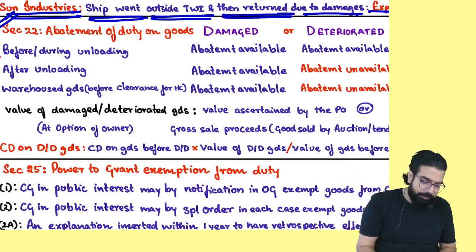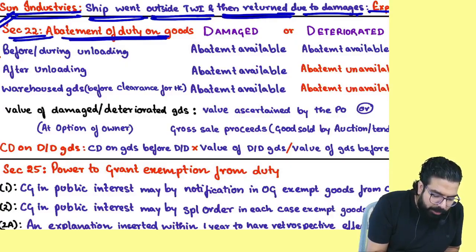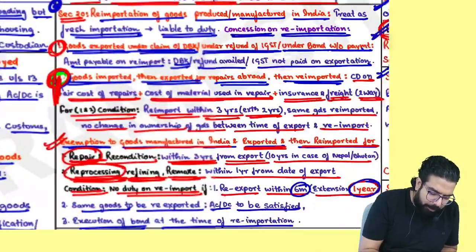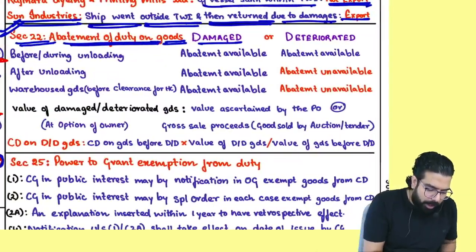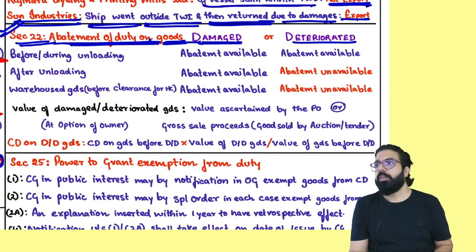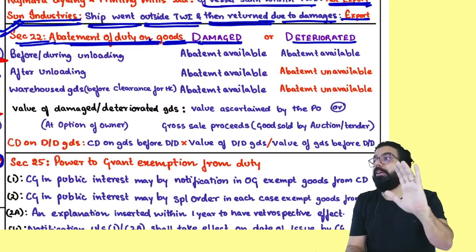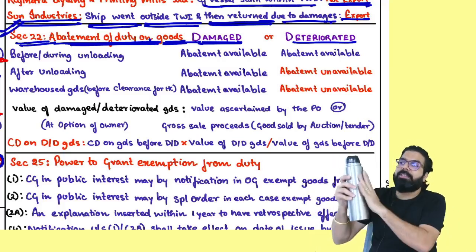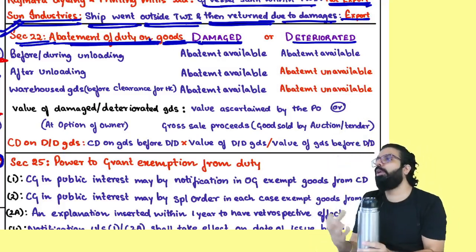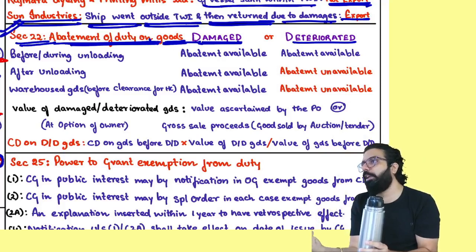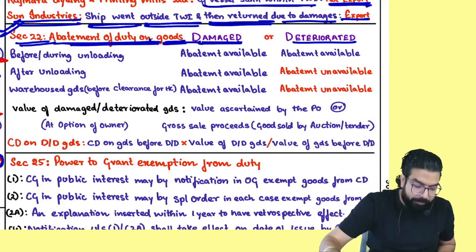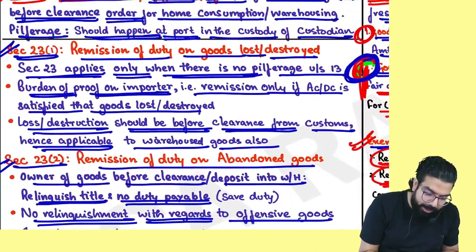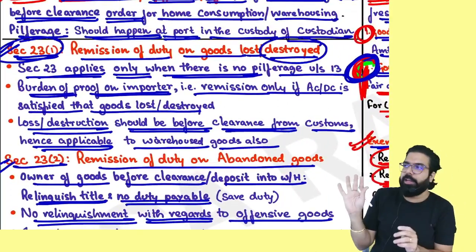Done everyone? Next. Sir, abatement of duty on goods. This is the most important part. That's why I told you again. Take everyone. Next. Abatement of duty on goods damaged or deteriorated. Listen. When the goods are destroyed, means I imported glass bottles. All the bottles fell. What will you do with the pieces of bottle? Nothing. Useless for you. So that is known as destroyed. It says if the goods are destroyed, then you don't have to pay any duty.